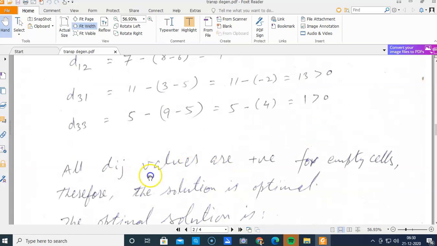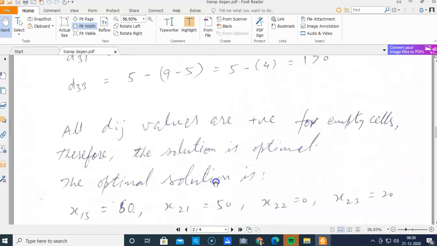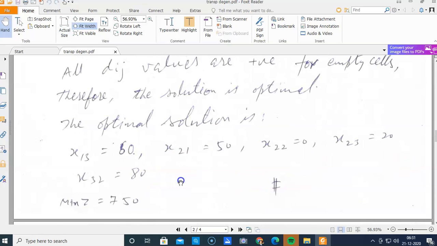It means that the Dij values are positive for empty cells, therefore the solution is optimal. Whatever we obtained is optimal now. X11 is 360, X12 is 150, X22 is 0, which means nothing should be allocated to this, X32 is 320 and X33 is 280, and the minimized cost will come out to be 750 if we multiply these with the corresponding costs in the cells. This is how we handle the degeneracy at the initial stage.